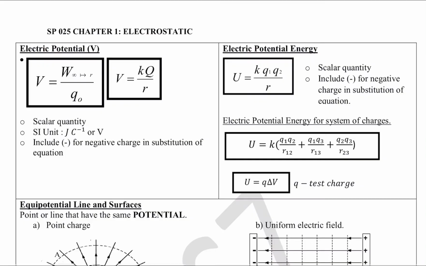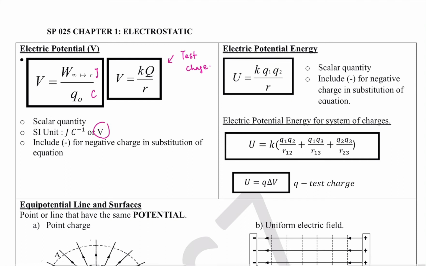Okay, next kita ada electric potential. So by definition, electric potential V equal to the work done to bring the test charge from infinity to the point R, over Q naught. So kalau soalan tu minta work done, so this will be the only equation to be used for chapter 1. Ataupun untuk point charge, V equal to KQ over R. Okay, so electric potential is a scalar quantity. So dia punya SI unit adalah joule per coulomb ataupun volt lah. Selalu kita akan guna volt ni sahaja.